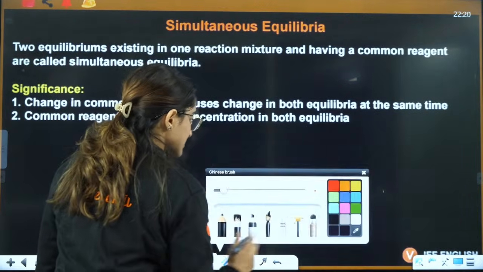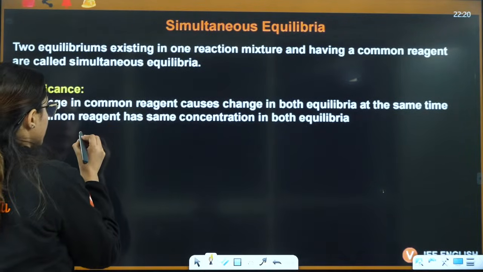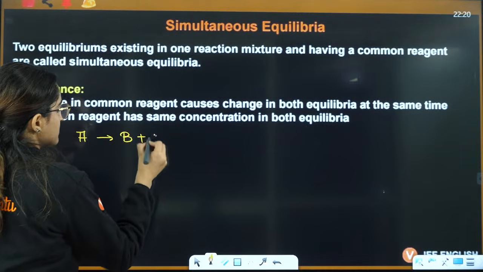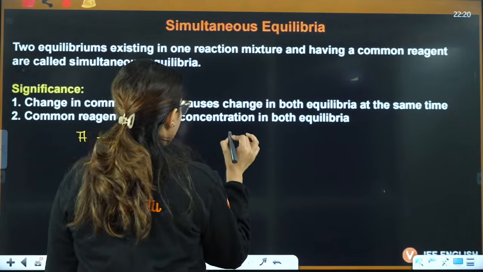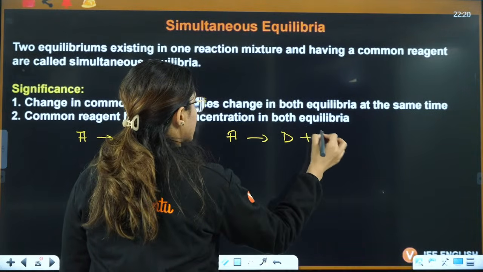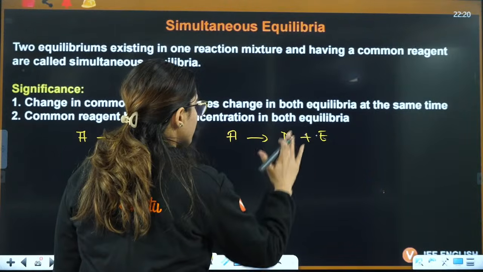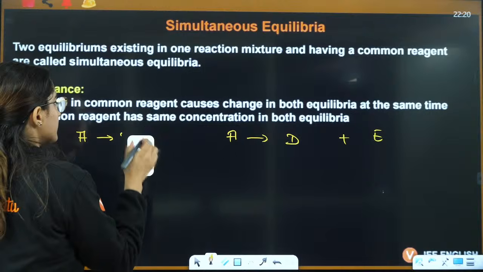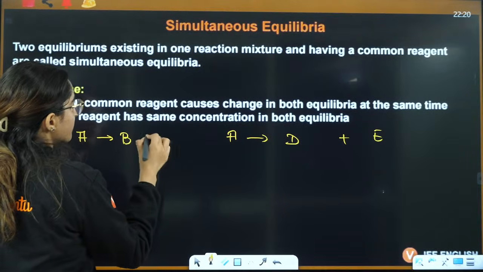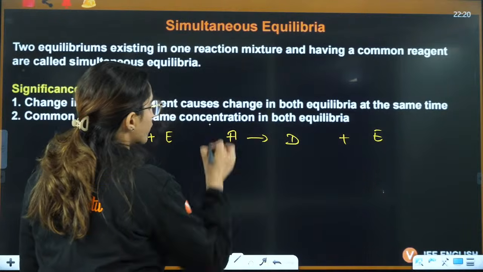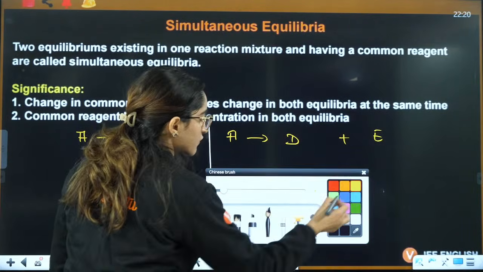Okay, let's say you have A giving rise to B plus C, and A giving rise to D plus C. So these are the two equilibria that you have, right? In a simple way, I will write it. Now in a simple way, I'll write, that's why I wrote it in a complex way, nothing is given.